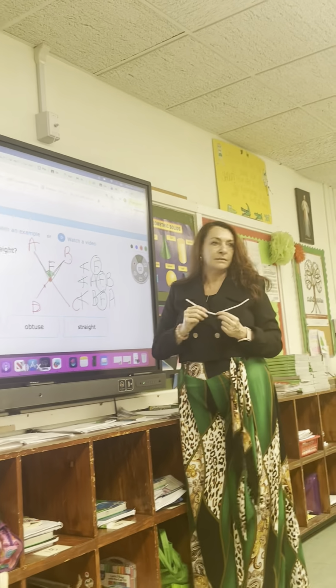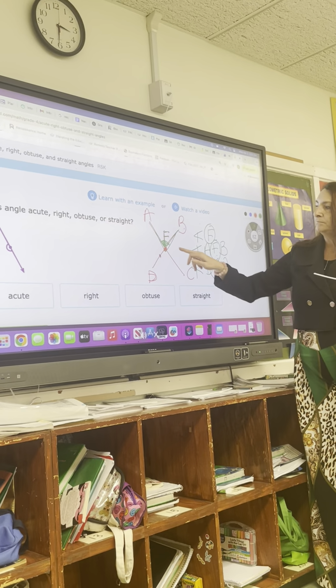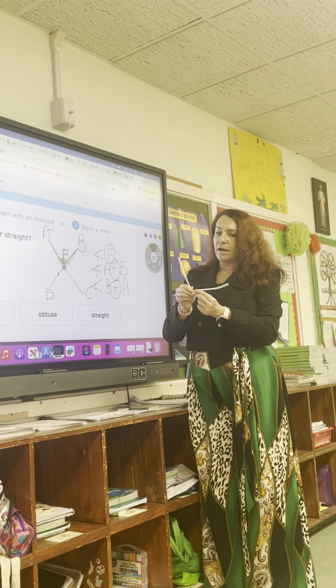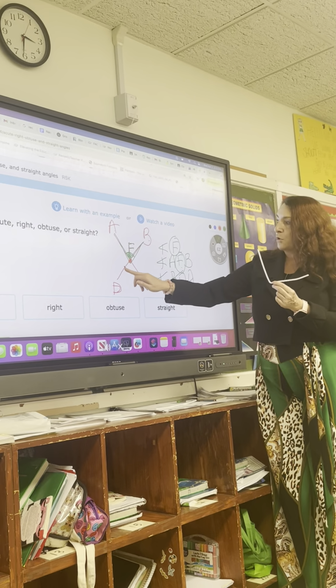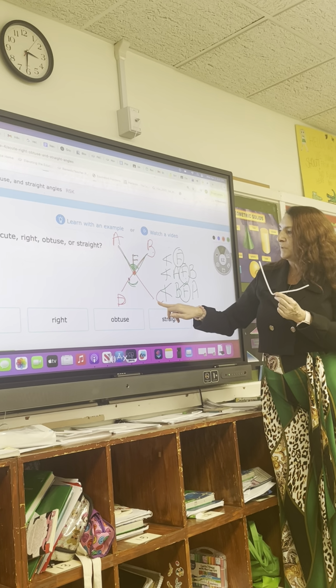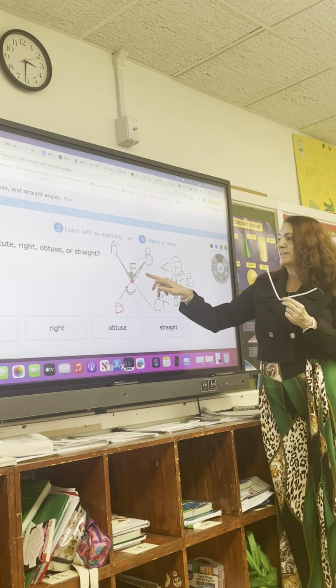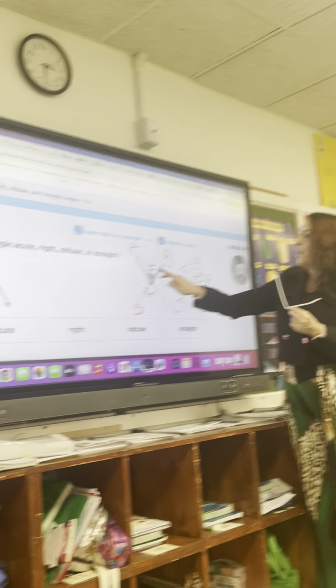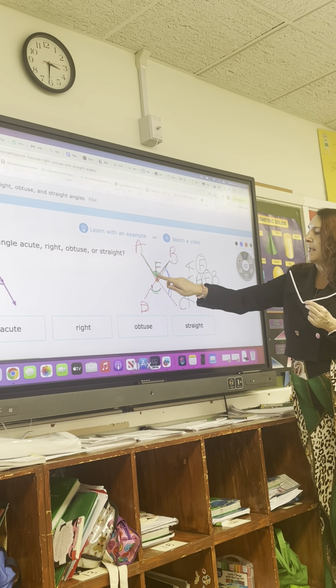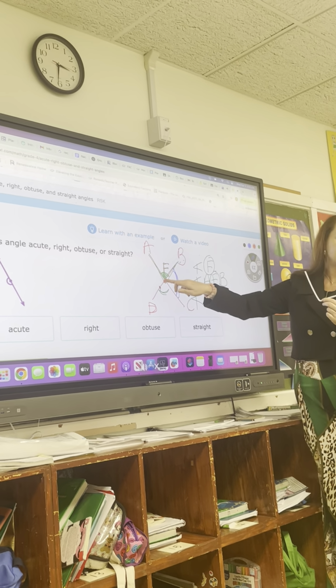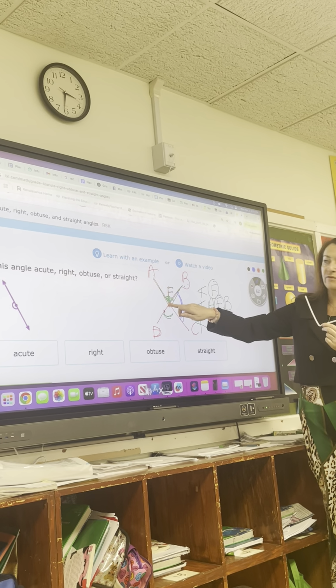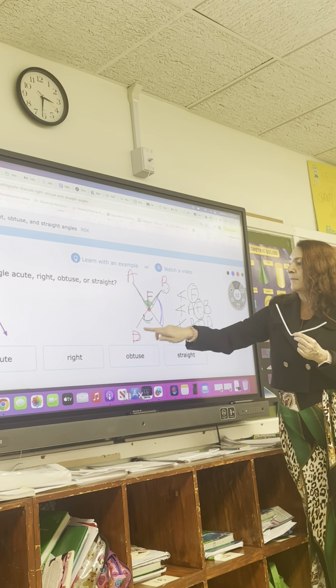Make sense? And this is an acute angle because it's less than 90 degrees. This also is an acute angle, and that would be CFD. And these are both obtuse angles, and that will be BFC. If you notice, F, where we intersect, is always in the middle, and that's AFD.